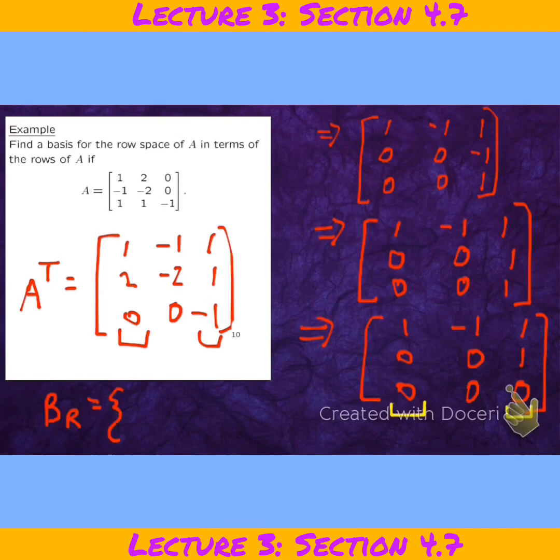Here's my first vector. We took the column 1, 2, 0 and we took its transpose. And then we took the third column and we took its transpose. So there is an alternative basis for the row space of the matrix A using the transpose.